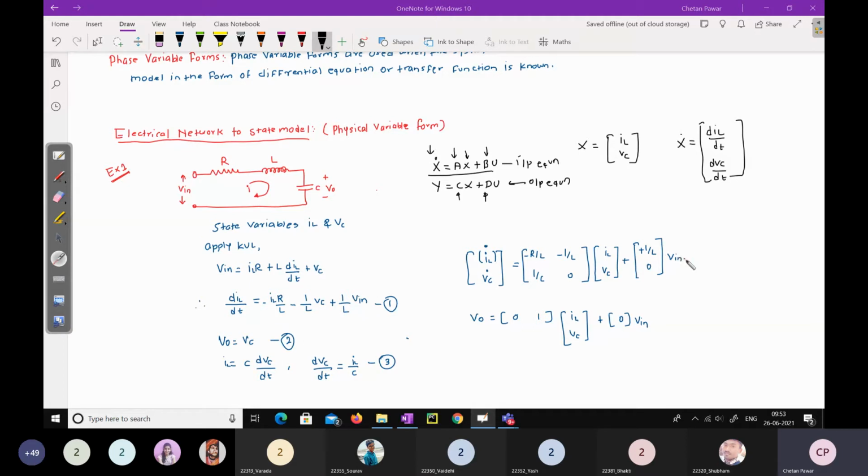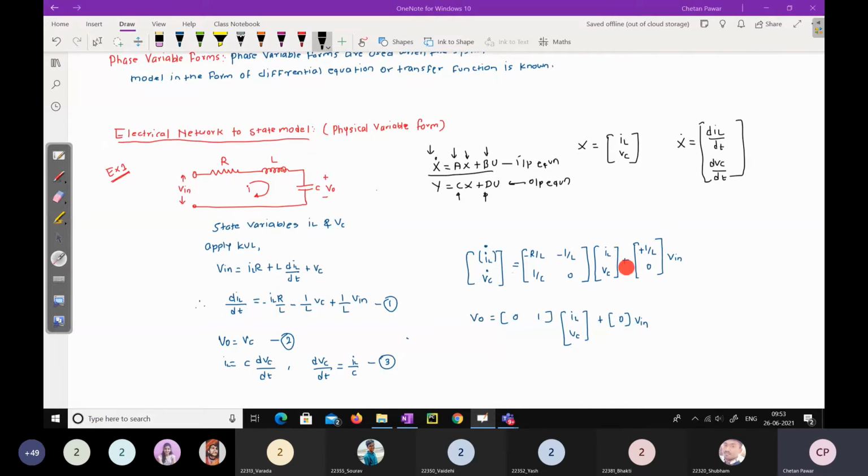If we consider the second equation, the capacitor voltage, so that will be IL by C. So 1 by C into IL. And there is no other term, so we can put 0 here. Similarly, at the input side, we can put a 0. Okay, so we got this particular state space equation.